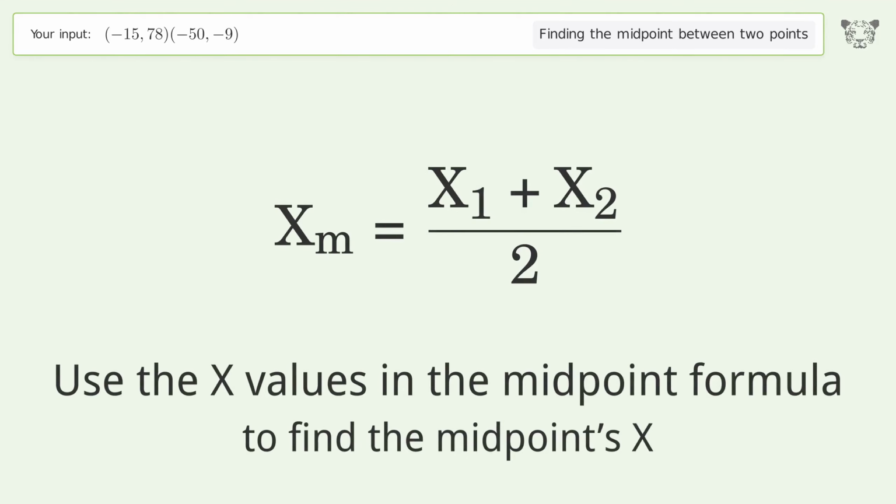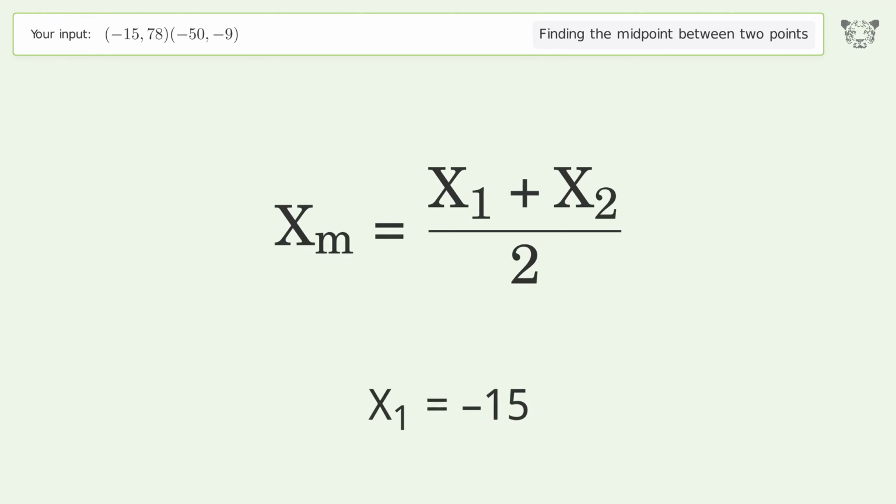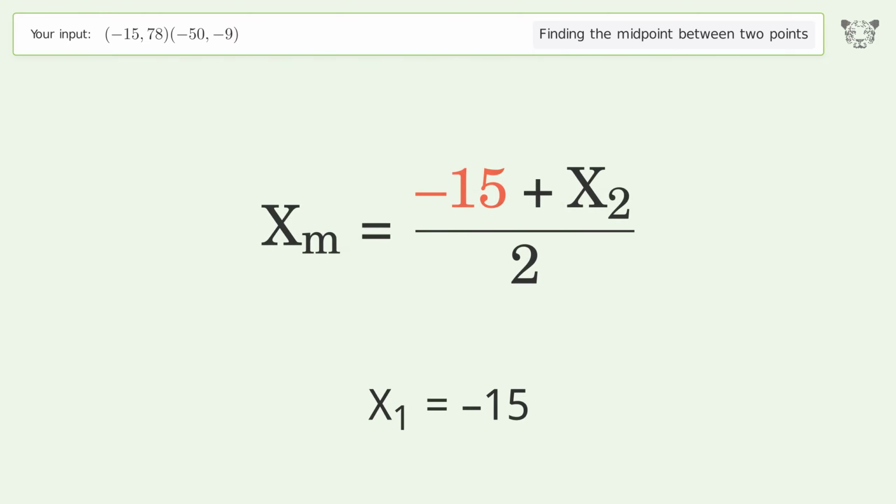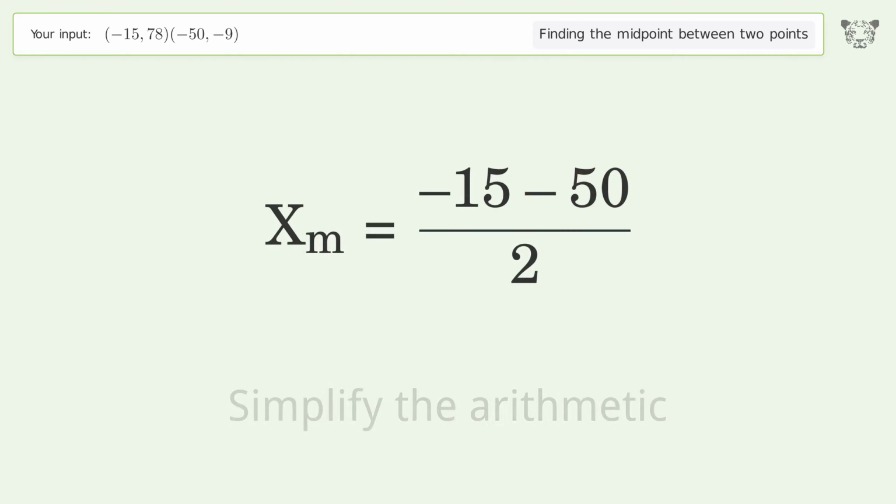Use the x values in the midpoint formula to find the midpoint's x. x1 equals negative 15. x2 equals negative 50. Simplify the arithmetic.